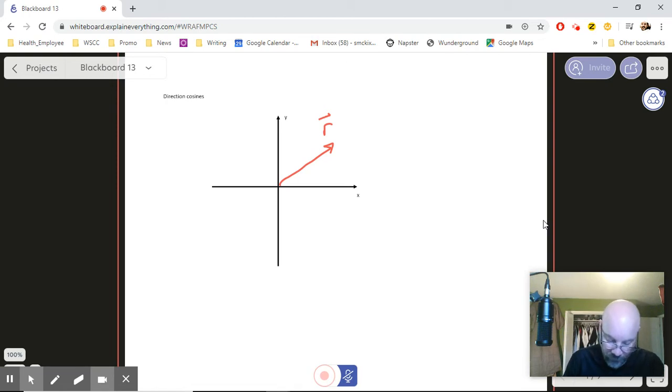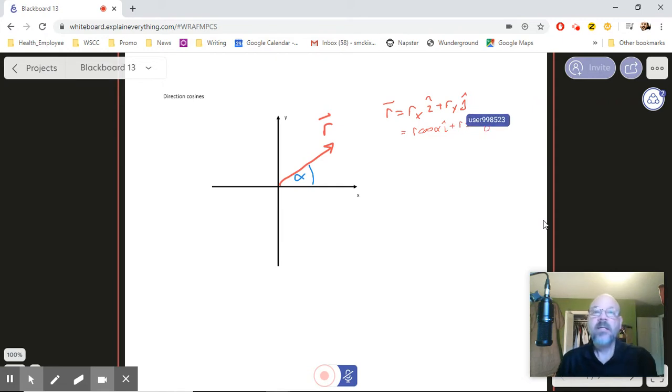And we know that we could write here R is Rx i hat plus Ry j hat. And if we knew this angle right here, let's say that's theta. Actually, you know what? I don't want to call it theta. I want to call it alpha. Okay. So if we know that that's alpha, then we can write this as R cosine alpha i hat plus R sine alpha j hat. Okay. Nothing new there, only writing stuff down that we've already known about.